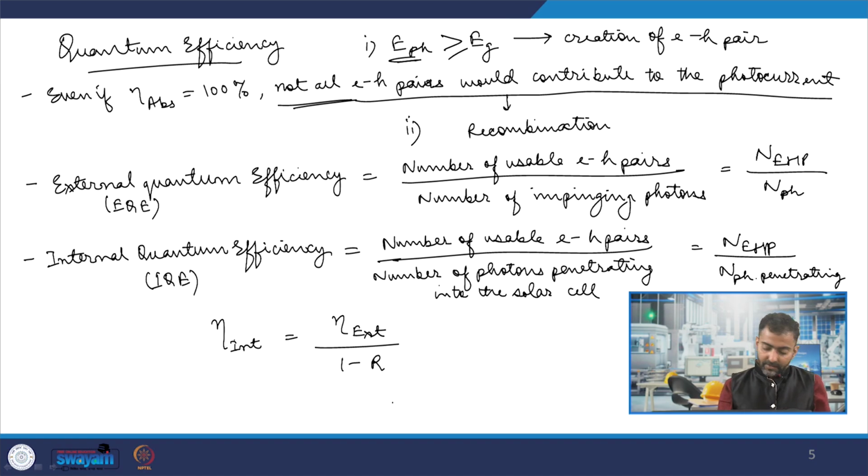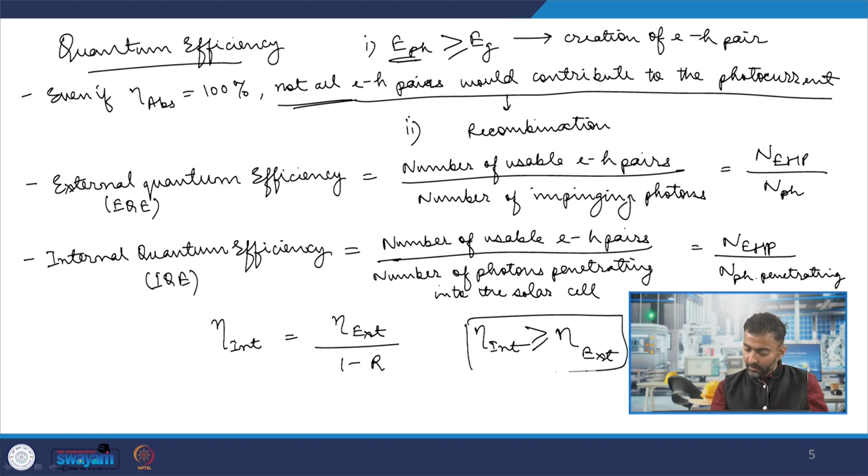So, my internal quantum efficiency will always be greater than or equal to the external quantum efficiency. If reflection is 0, then they become equal, but if any value of reflection is there, then my internal quantum efficiency will be more than the external quantum efficiency, due to the simple fact that in internal quantum efficiency I am not accounting for the photons which have not entered into the solar cell. Anything which has got reflected, I am removing from the denominator. I am only taking the number of photons which have penetrated into the solar cell.